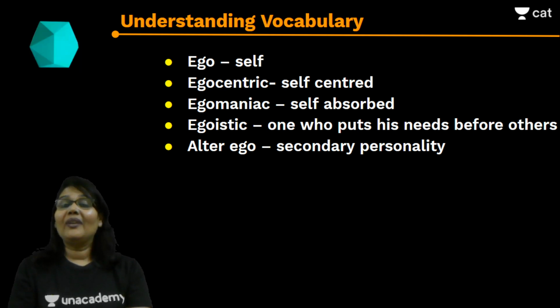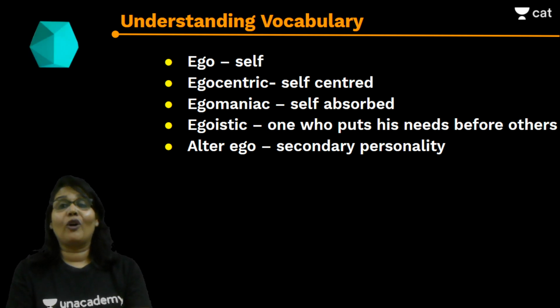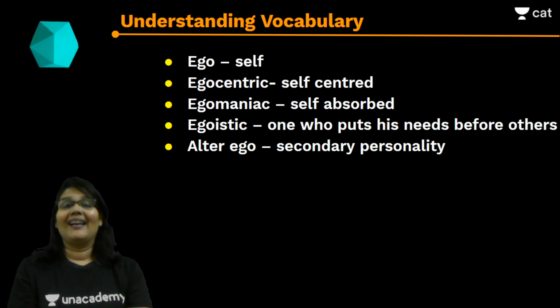Egoistic. So, one who puts his needs before others. What does that mean? Suppose you have ordered 2 cutlets, okay, and we have 4 friends there. So, you think of others and you try to divide it and share it among all the 4. Right? But here, if a person is egoistic, he will have his share. He doesn't care if the other person gets it or not. That's what an egoistic person is, who can think only about himself.